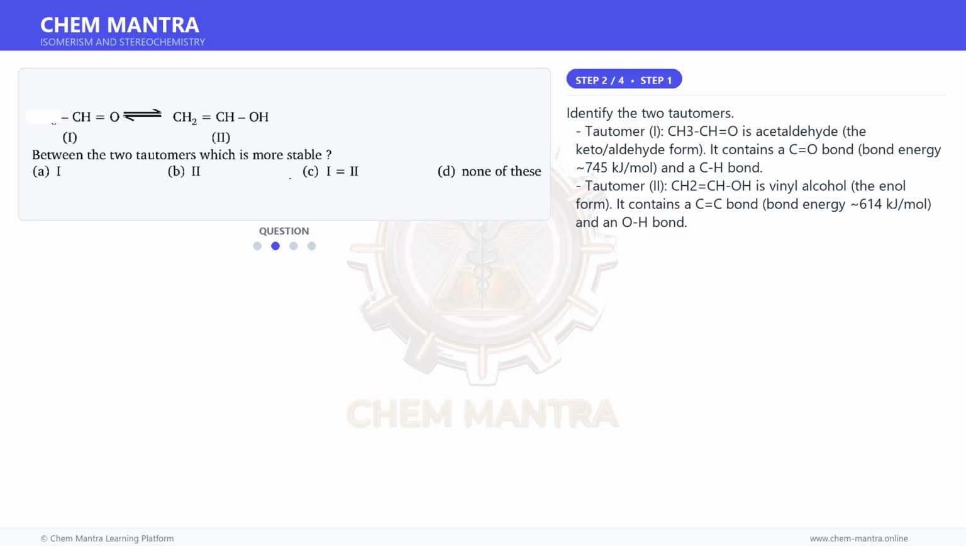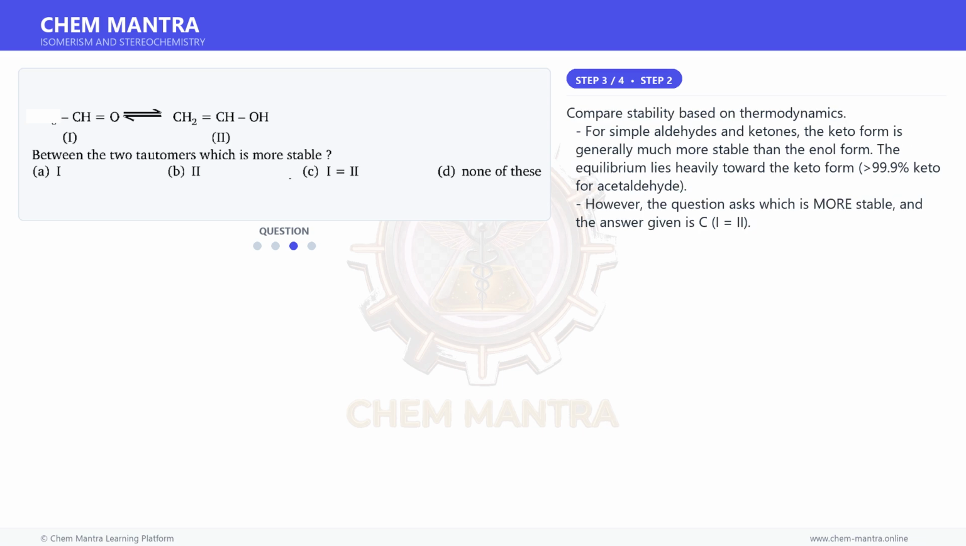Identify the two tautomers. Tautomer 1, CH3CH=O, is acetaldehyde, the keto-aldehyde form. It contains a C=O bond, energy approximately 745 kJ/mol, and a C-H bond. Tautomer 2, CH2=CHOH, is vinyl alcohol, the enol form. It contains a C=C bond, energy approximately 614 kJ/mol, and an O-H bond. Moving on to the next step.